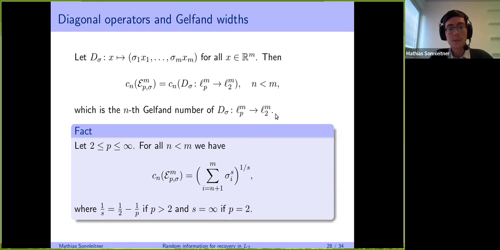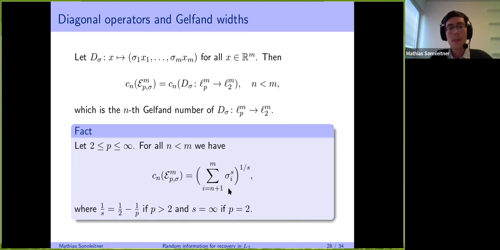And then we know that these Gelfand numbers are, in the case p at least 2, such a tail over the semi-axes, where s satisfies 1 over s equals 1 over 2 minus 1 over p, if p is larger than 2, and where this is equal to sigma n plus 1 if p equals 2, as seen before. And in the case p smaller than 2, we don't know the Gelfand numbers exactly. We know them up to polynomial order only. So we cannot exactly compare the random Gelfand widths bound to the Gelfand widths, but only up to polynomial order, and more exactly in the case p at least two, where we have the more precise relation here.